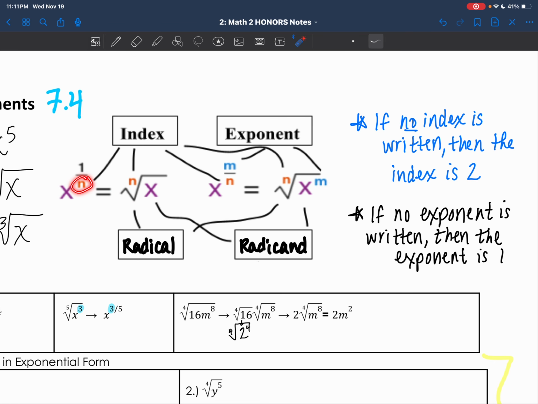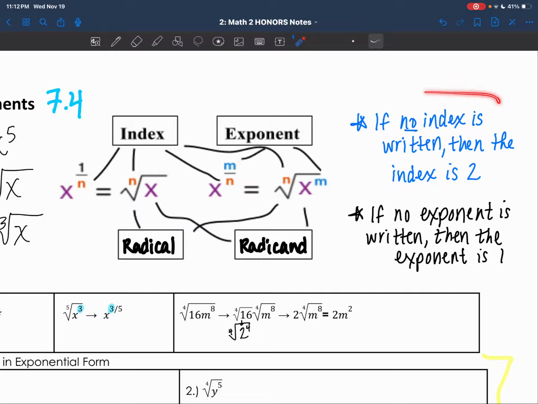So whatever your denominator is for your fraction exponent, your rational exponent, that's going to be the index of your radical. And then whatever is the numerator of your fraction is going to go inside. So this is the radical, and that inside part is called the radicand. And then as we said here, your exponents go right there.